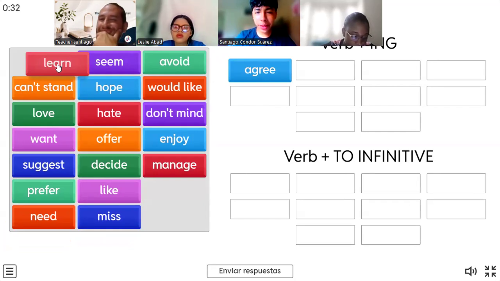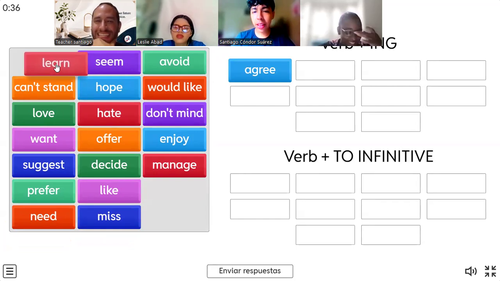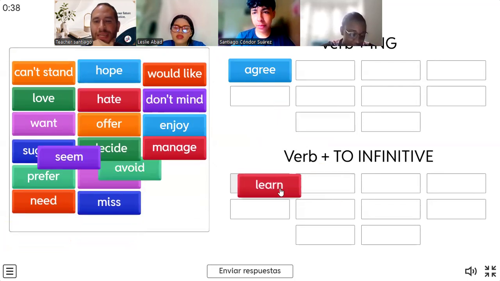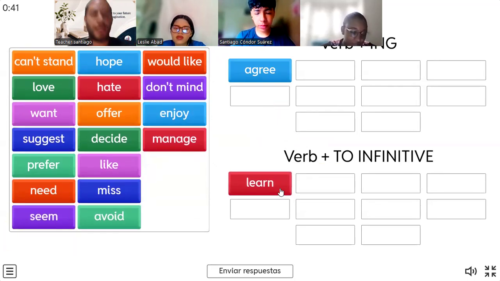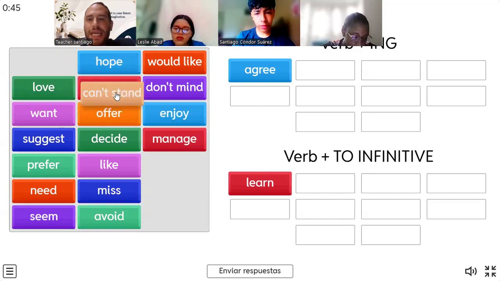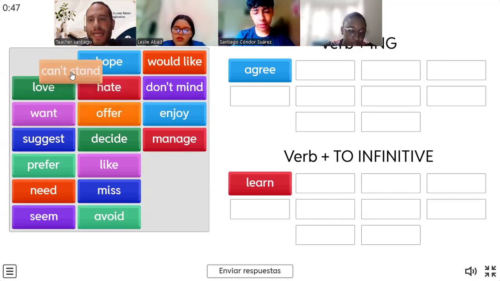No sé, profe, no encuentro tanto verbo. Infinitive. Infinitive. Ok, thank you, chicos. Como yo les digo, pueden mirar el documento porque pues no estoy suponiendo que se van a aprender esto de la noche a la mañana. Sandra, can stand.